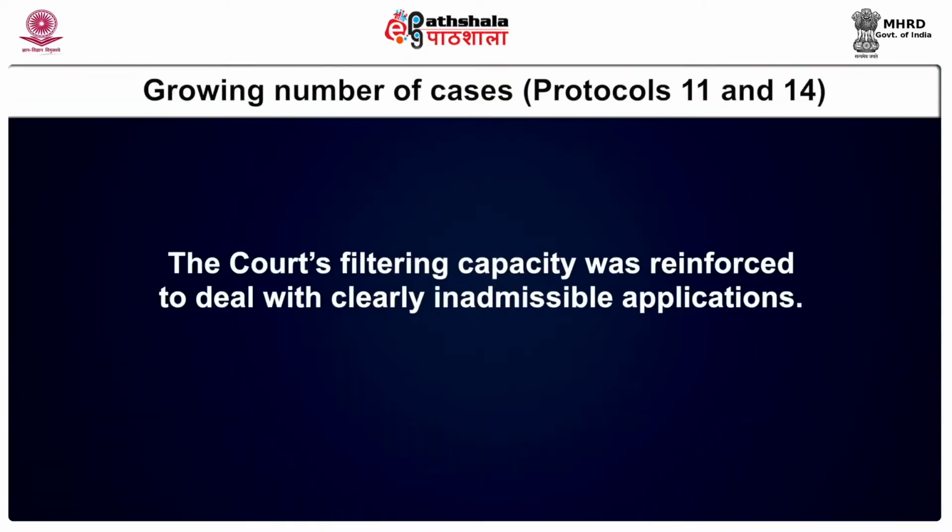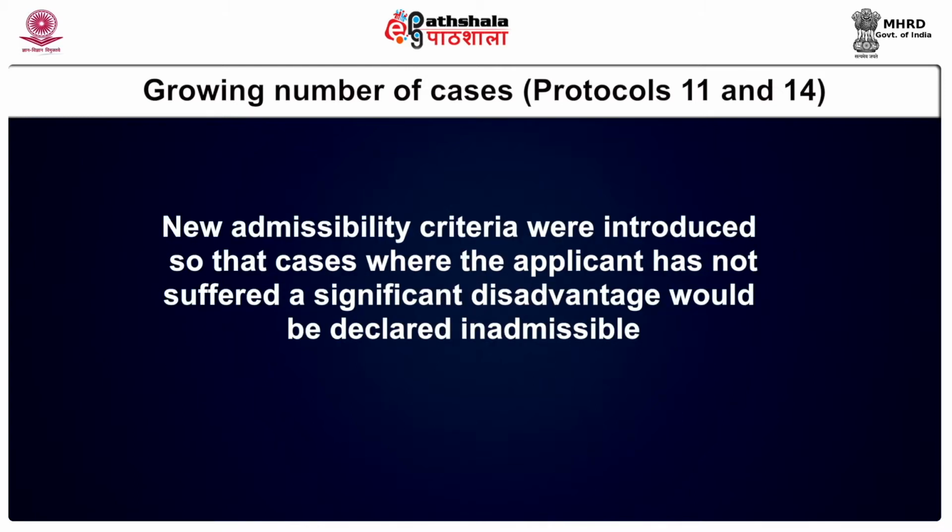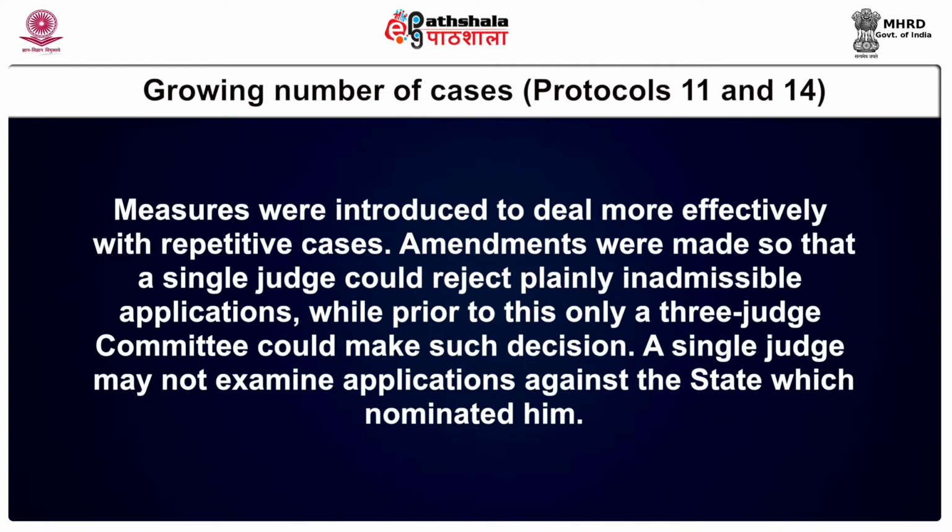Protocol 14 led to reform in three areas. First, the court's filtering capacity was reinforced to deal with clearly inadmissible applications. Second, new admissibility criteria were introduced so that cases where the applicant has not suffered a significant disadvantage would be declared inadmissible. Third, measures were introduced to deal more effectively with repetitive cases.